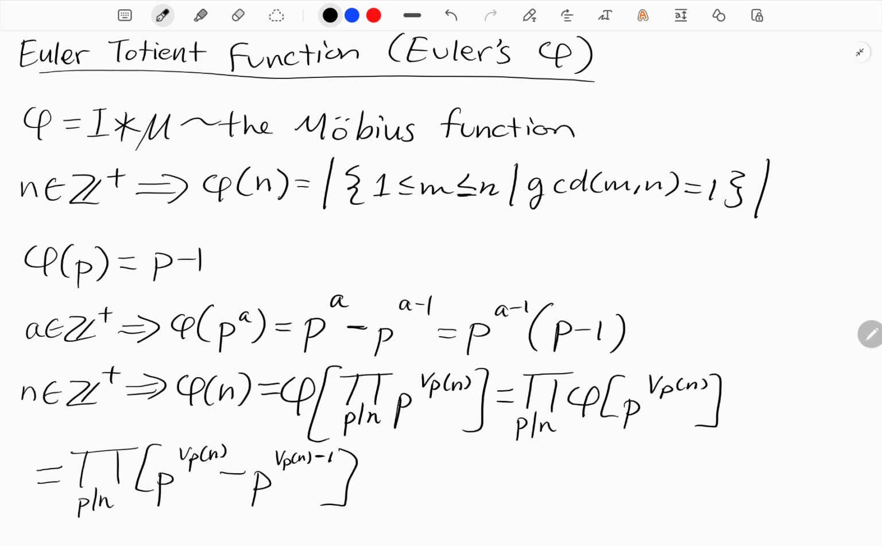Okay. So that's it for multiplicative functions.